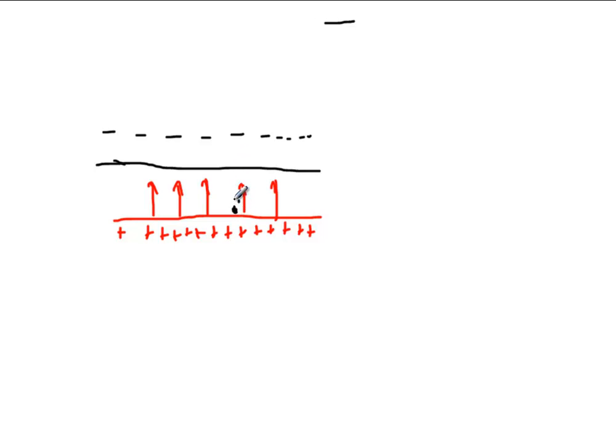How much work would it take to actually move this charge here? Remember, we have work equals force times distance. And the force that this thing feels is equal to the electric field times Q. But basically, we again want this to be independent of that charge.